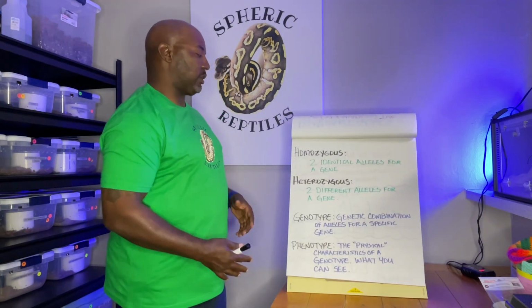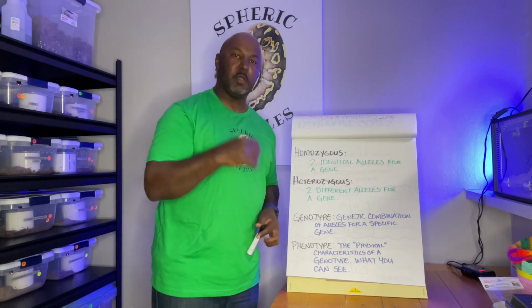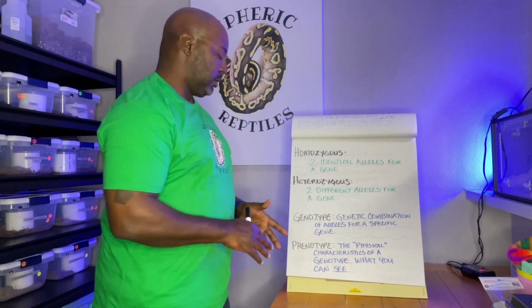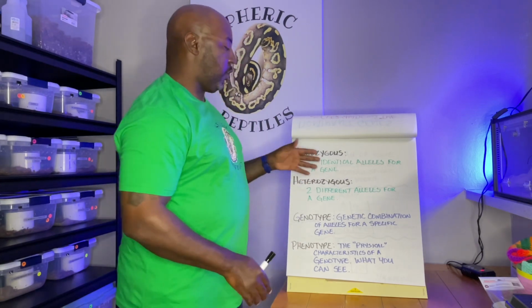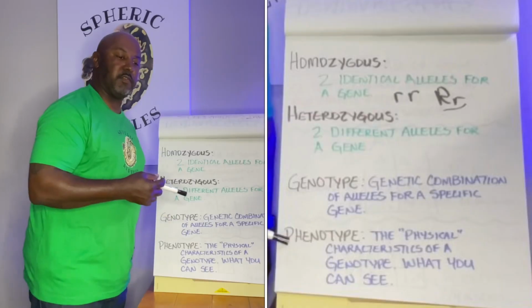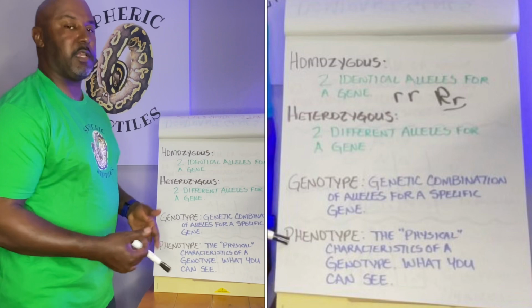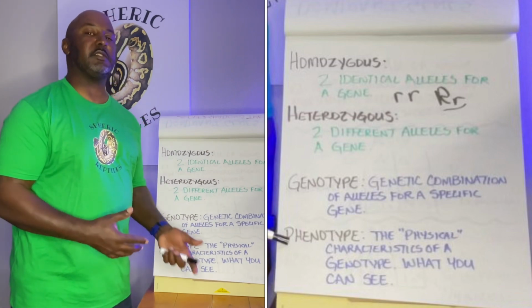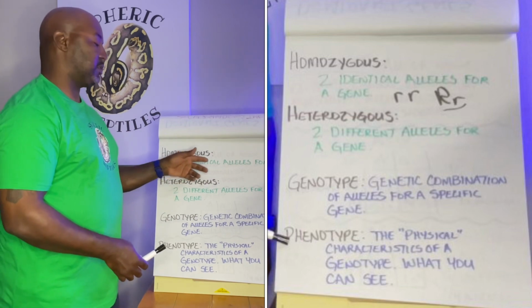Now the next thing we've got to talk about comes into play when you're trying to buy things that aren't visual. Visual means something that you can see. If we have homozygous, we've got two identical alleles for a gene. So if you have pastel and pastel, you end up with a super pastel because it's an incomplete dominant. You could end up with that, then you know that that's a homozygous.